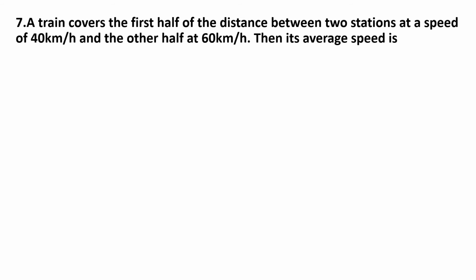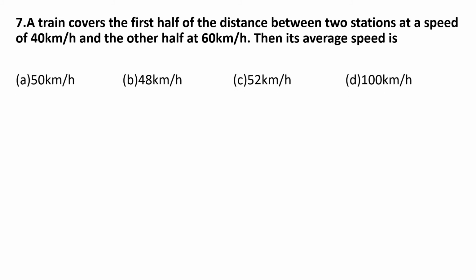Seventh question. A train covers the first half of the distance between two stations at a speed of 40 km per hour and the other half at 60 km per hour. Then its average speed is, options are A. 50 km per hour, B. 48 km per hour, C. 52 km per hour, D. 100 km per hour. Here you have to find the average speed.